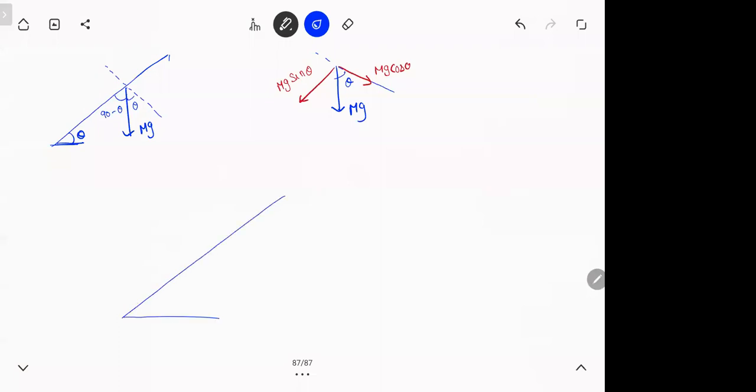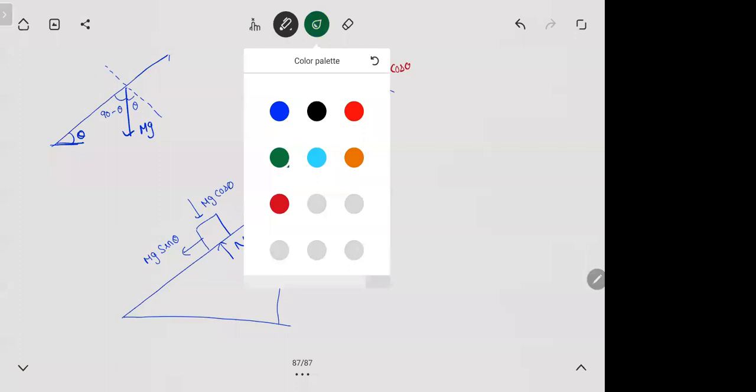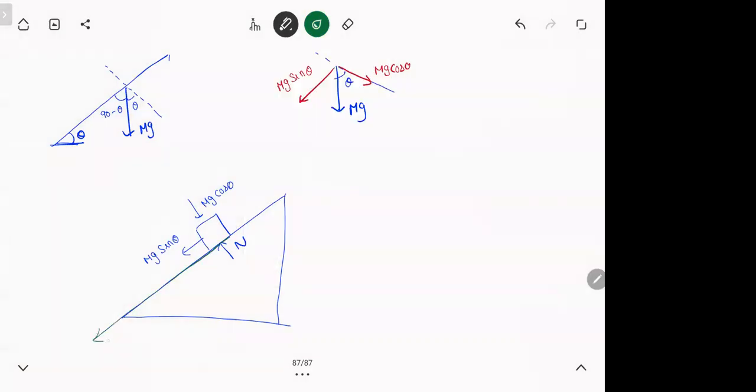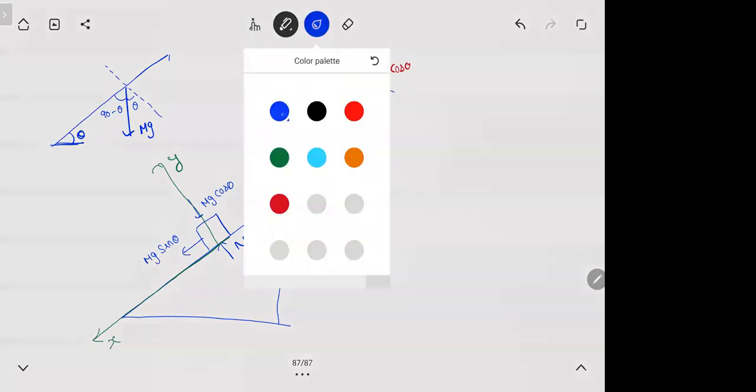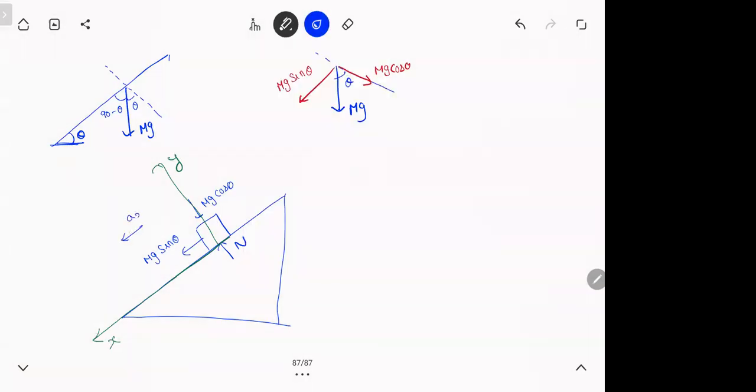Now, when I draw the FBD, look at the forces. This is the normal reaction. This is mg cos theta. This is mg sin theta. These are all the forces acting on it. So basically what I'm doing is I'm choosing this as my x-axis and this as my y-axis. So this will be acceleration x.